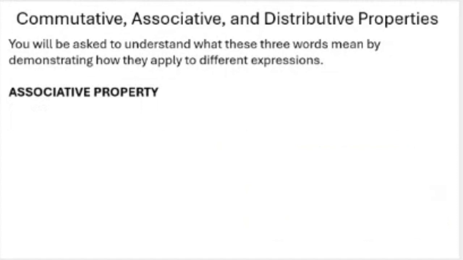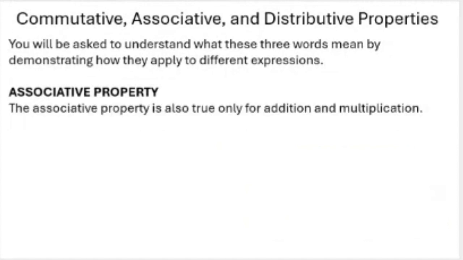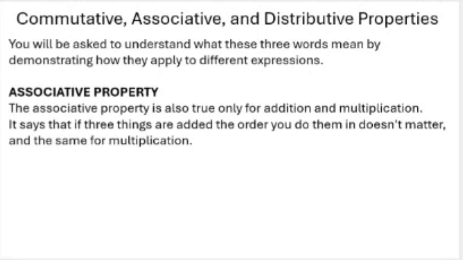The associative property is also true only for addition and multiplication, not for subtraction or division. What the associative property says is that if you have three or more things that are added, then the order that you do the additions in doesn't matter. This is not saying the same thing as the last one. In the last one, I switched the order of the two things, 5 plus 3 and 3 plus 5. That's the commutative property. The associative property says which additions you do first and which you do second doesn't matter.